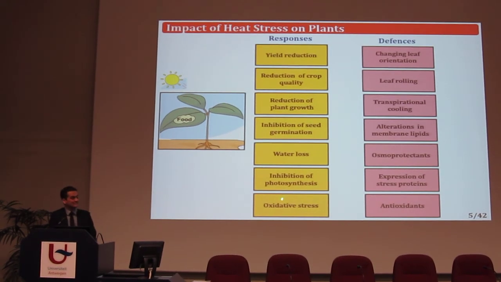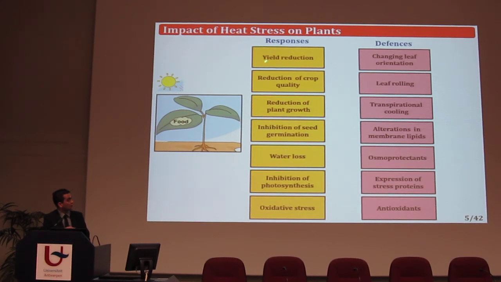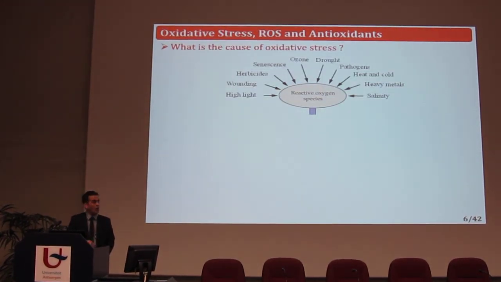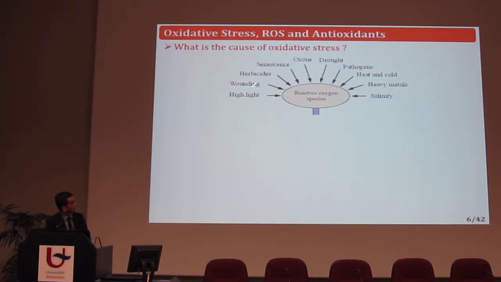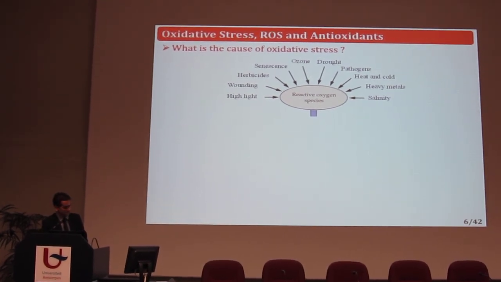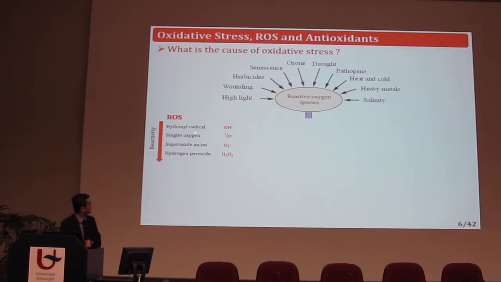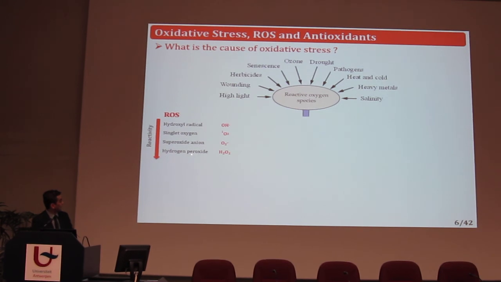Oxidative stress is one of the plant responses which occurs during heat stress. So, what is the cause of oxidative stress? As I have shown here, various environmental factors, including heat, produce reactive oxygen species. What are reactive oxygen species? These are highly reactive molecules like hydroxyl radical, singlet oxygen, superoxide anion, and hydrogen peroxide.